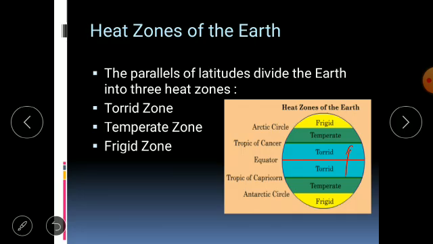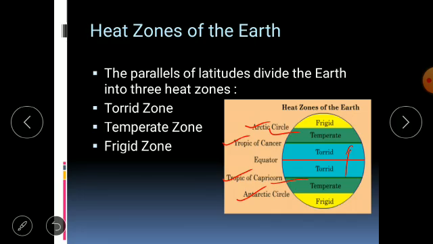Now next is temperate zone. Temperate zone lies between Tropic of Cancer and Arctic Circle in the northern hemisphere and Tropic of Capricorn and Antarctic Circle in the southern hemisphere. In the northern hemisphere, it is called North Temperate Zone, and in the southern hemisphere, it is called South Temperate Zone. These regions have very moderate temperature. They have less heat as compared to the torrid zone. Moderate temperature means neither too hot nor too cold.